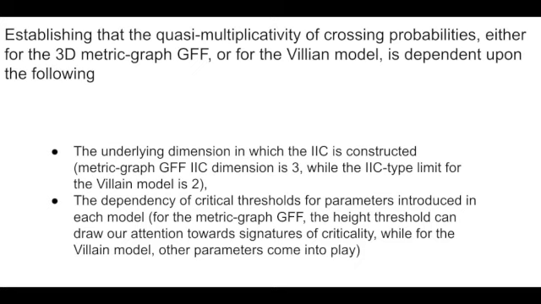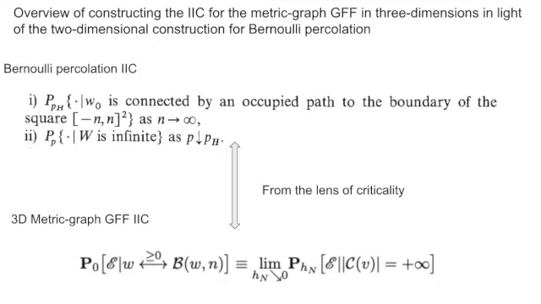So the dependency of the critical thresholds for the parameter introduced in each model is of importance, in which for the metric graph GFF, the height threshold can draw our attention towards signatures of criticality, while for the Villain model, other parameters will come into play, which we'll mention in our brief introduction of the model and how it relates to our discussions of the IIC construction.